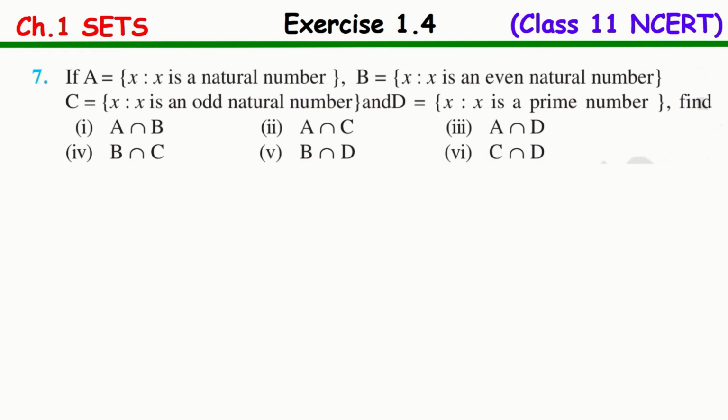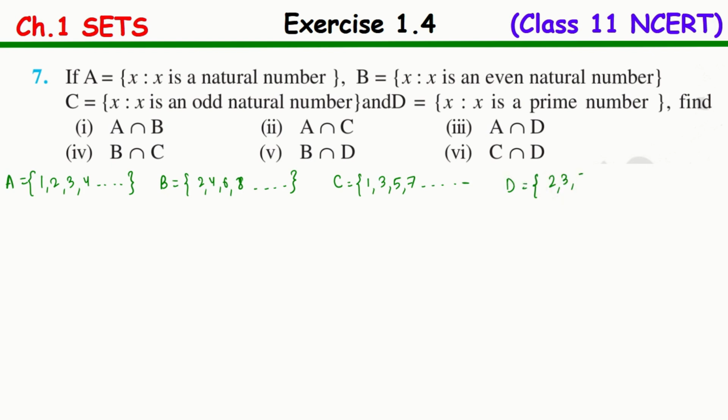So next we have question 7. For question 7, let us first of all state what these sets are. A is the set of natural numbers, so it is 1, 2, 3, 4 and so on. Then B is the even natural numbers, so it is 2, 4, 6, 8 and so on. Then C is the odd natural numbers, so it is 1, 3, 5, 7 and so on. D is the prime numbers, so it is 2, 3, 5, 7 and so on.